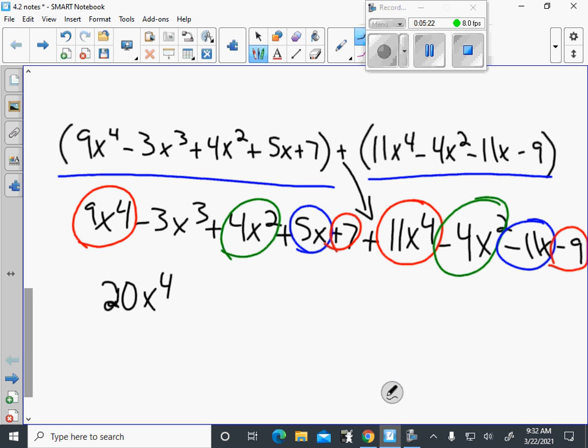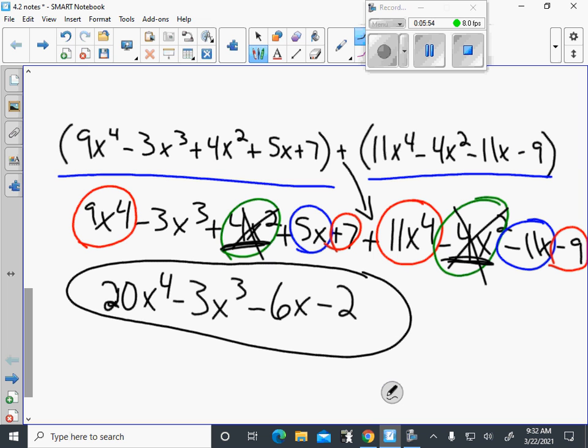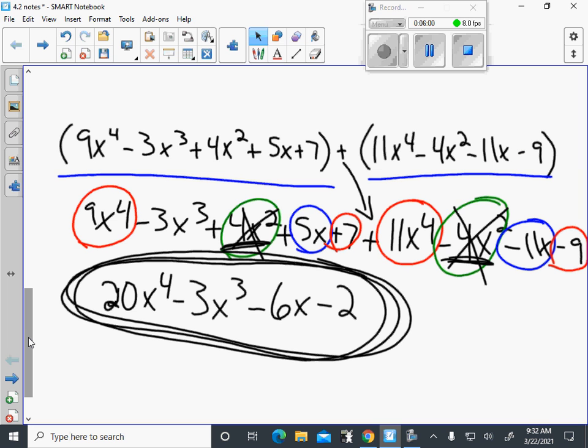20x to the fourth. Nothing was combined with that minus 3x to the third, so that's going to stay there. This 4x squared minus 4x squared, that cancels out. So I'm just going to put a huge X in those. That cancels out. We have a positive 5x minus 11x. That gets me a negative 6x. And then we have a positive 7 minus 9. That gets me a negative 2. Okay, there's my final answer. All right, that's the sum.